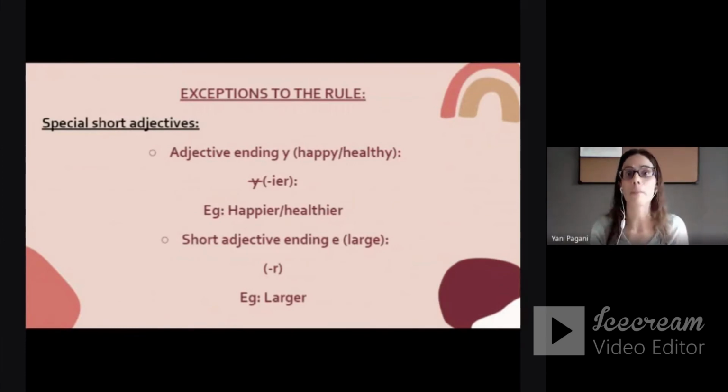These are two examples. Another exception is the short adjectives that finish with the letter E. For example, the adjective large. In that case, I don't repeat the E and then the R. I just write the R. As you can see on the screen where I have spelled larger with only one E.